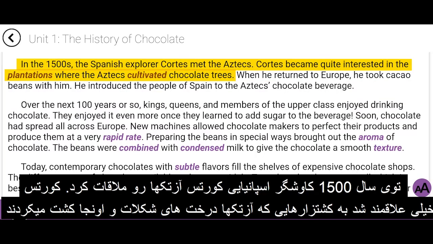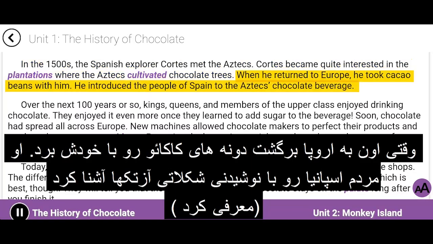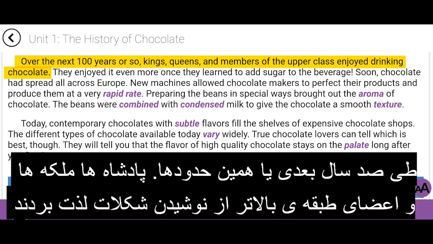In the 1500s, the Spanish explorer Cortes met the Aztecs. Cortes became quite interested in the plantations where the Aztecs cultivated chocolate trees. When he returned to Europe, he took cacao beans with him. He introduced the people of Spain to the Aztecs' chocolate beverage. Over the next 100 years or so, kings, queens, and members of the upper class enjoyed drinking chocolate.